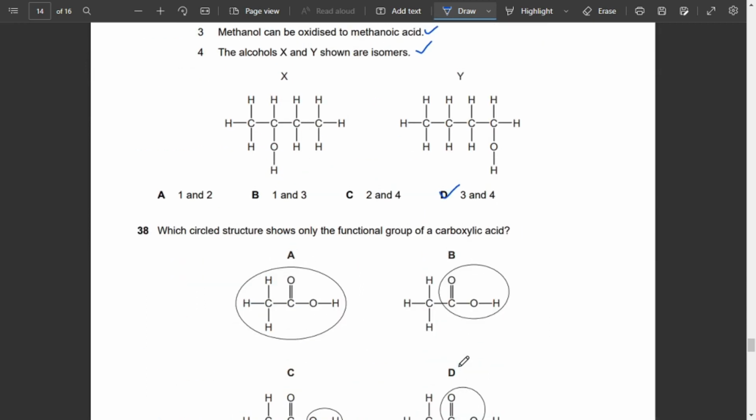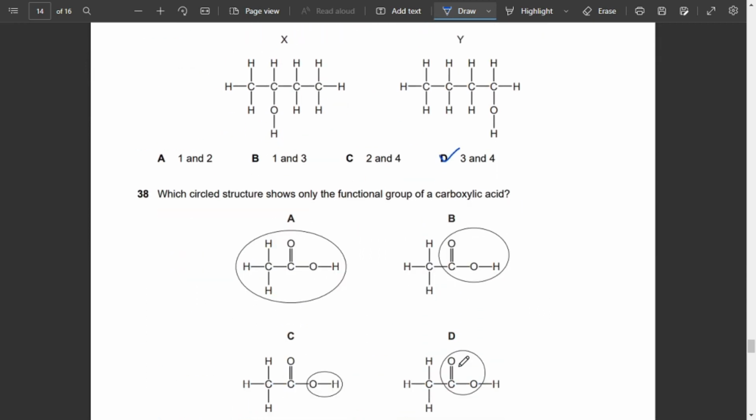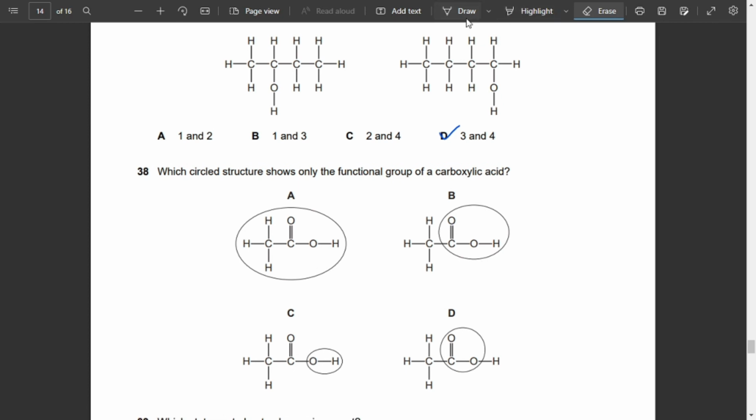Moving on to MCQ number 38, which circled structure shows only the functional group of a carboxylic acid? The functional group of carboxylic acid, if you look over here, this is not the entire functional group. So it's definitely not A. Then if we look over here, this is basically the functional group of carboxylic acid, C double bond O, and this OH is not the functional group. C double bond O is not the complete functional group. This OH is for alcohols basically.